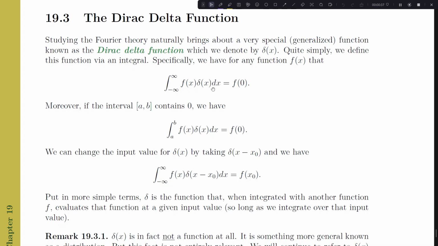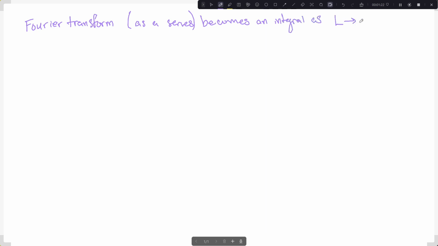Okay, welcome back, everybody. So we're moving on to section 19.3, which talks about the Dirac delta function. And actually, to be fair about where we're headed here in the Dirac delta function section and some future sections, we have to jump back to the previous lecture where I mentioned really quick that the Fourier transform, as a series, becomes an integral as L goes to infinity.